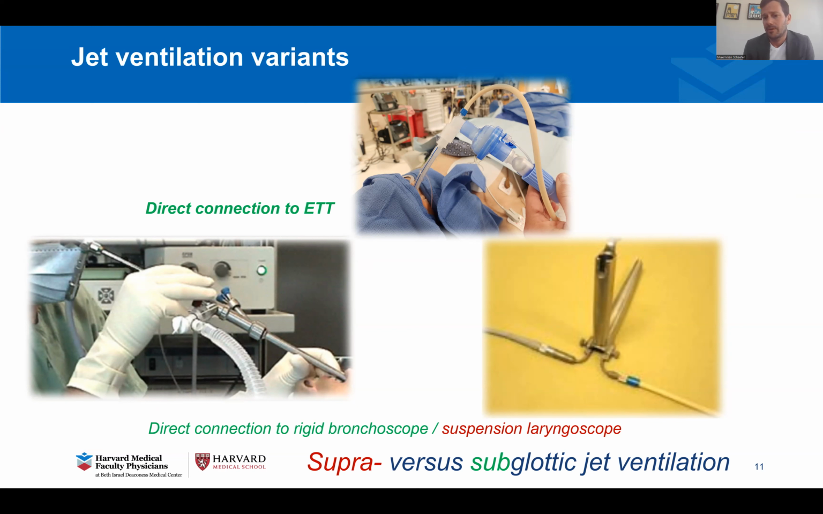And that's the same for the suspension laryngoscope. So the lower left is for interventional pulmonology procedures. On the lower right, this is usually done in ENT procedures that often involve the larynx.